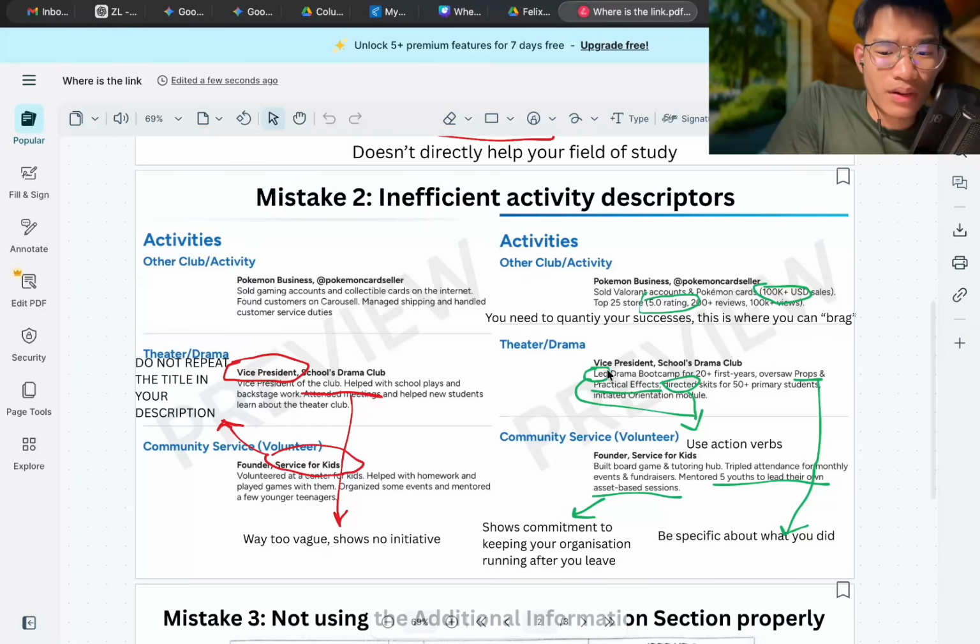You also should talk about, for example, a more nuanced point I gave over here, which is how I mentored 5 to lead their own sessions. I think a lot of people make the mistake, as the founder, that it's very clear you're just making a non-profit and then you're going to stop it right after. Admissions officers aren't oblivious to this. They know the strategies that kids play these days. So you do not want to send that signal.